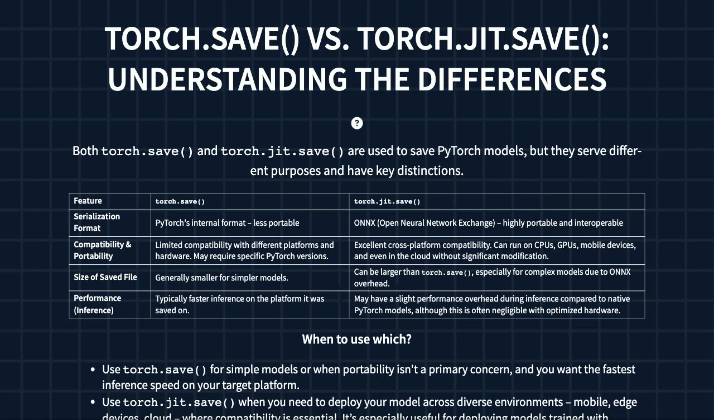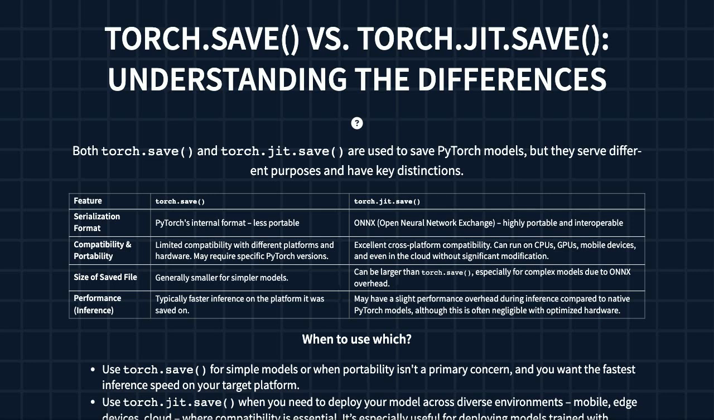However, they approach this task in very different ways. Torch Save uses PyTorch's own internal format. It's like saving a file in a specific format only understood by PyTorch. That makes it great for speed if you're running the model on the same machine it was trained on, but it can be tricky to move your model around or deploy it on different hardware.